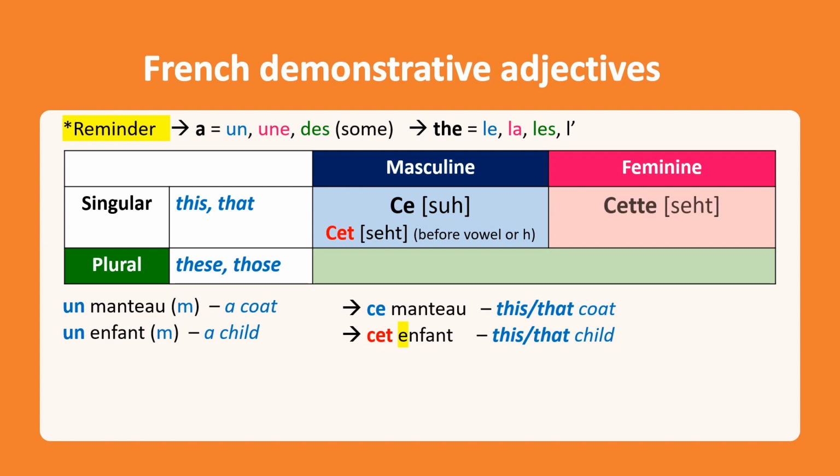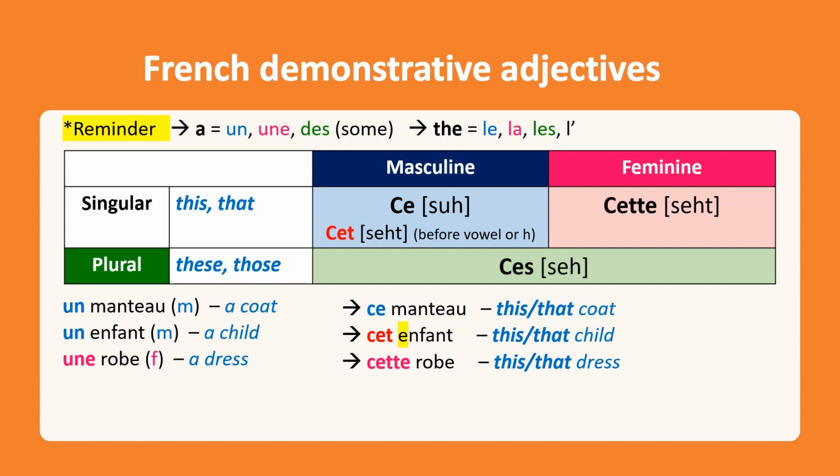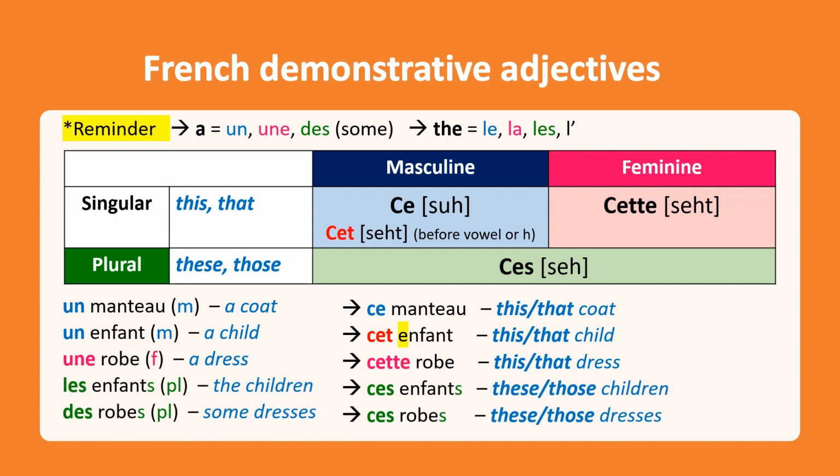So, for example, un enfant will not be ce enfant, it's going to be cet enfant. In the feminine, we've got cette, which is pronounced exactly the same as cet, C-E-T-T-E. For example, une robe is feminine, so cette robe is going to be this or that dress. And for the plural, we've got ces. For example, les enfants becomes ces enfants. That's a plural masculine word, but for feminine words in the plural, it works exactly the same. There's no distinction. Des robes will become ces robes.